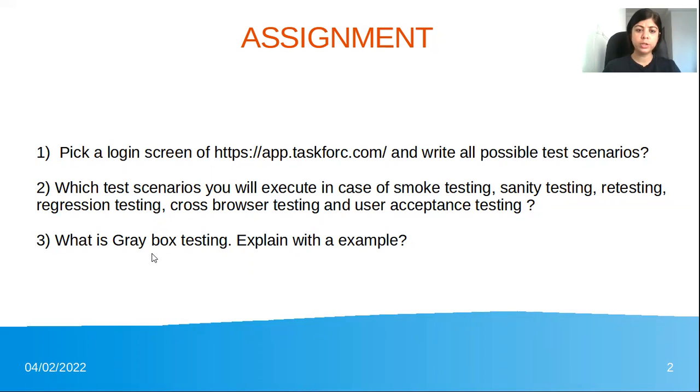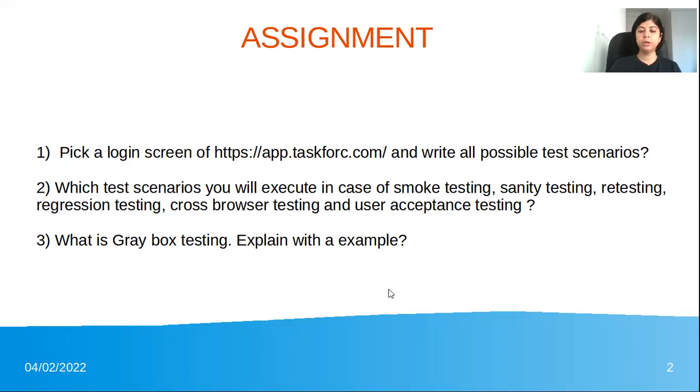The third question is, what is gray box testing? Explain with an example. So gray box testing, as we have learned earlier, there are widely three types of testing: black box, white box, and gray box. Gray box is a mix of white box testing and black box testing. In gray box testing, the tester should know a bit about the code as well, and should know completely the testing process.